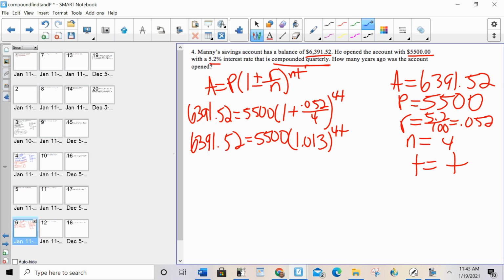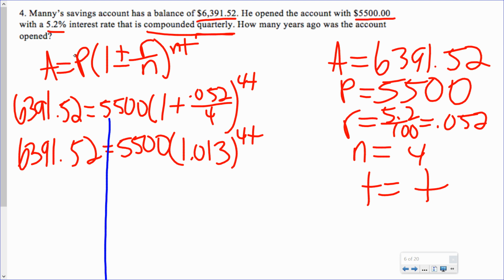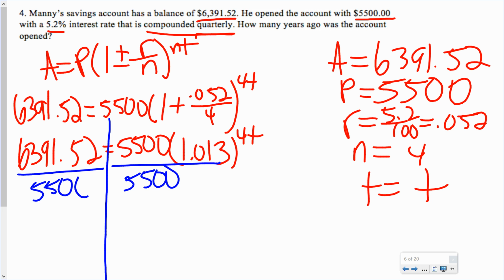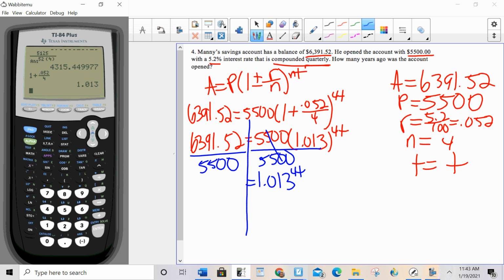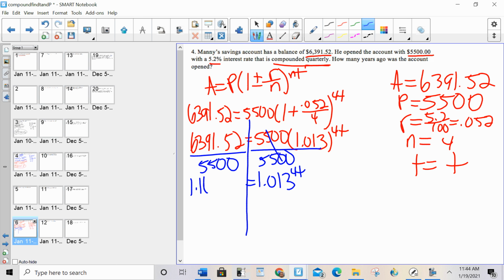So, let's do this algebraically first. My first step in solving an exponential equation, and you can go back to the video on solving variable exponential equations, is to isolate the base. So I divide both sides by 5,500. 1.013 to the 4t equals 6391.52 divided by 5,500. 1.16 dot dot dot.